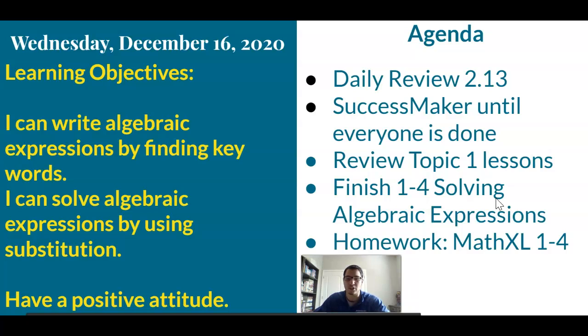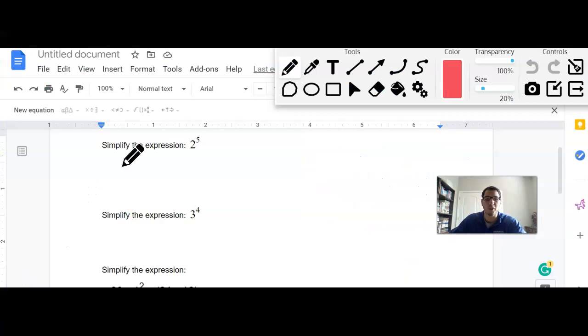Let's go ahead and get started with that topic 1 review. We are going to start with reviewing our exponents. So my question to you: simplify the expression 2 to the power of 5. To solve for this, do you do 2 times 5 or 2 times 2 times 2 times 2 times 2? What do you think?